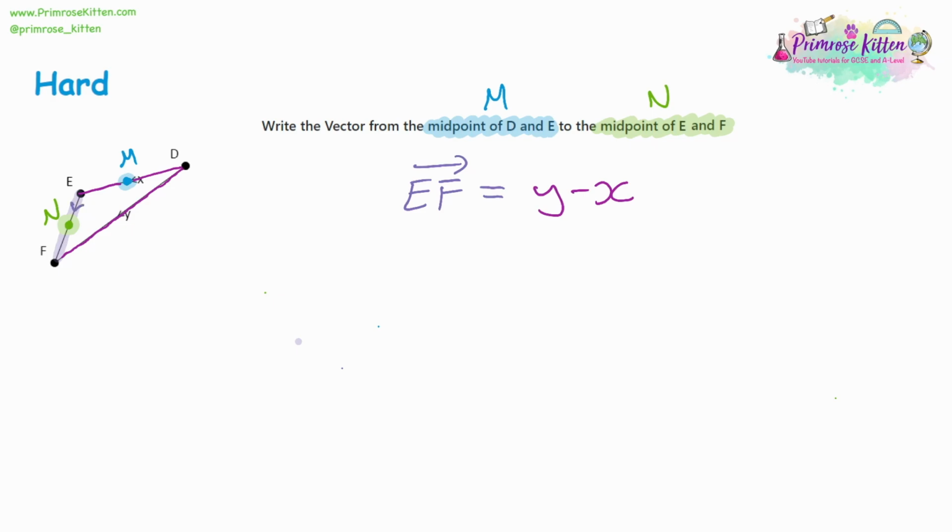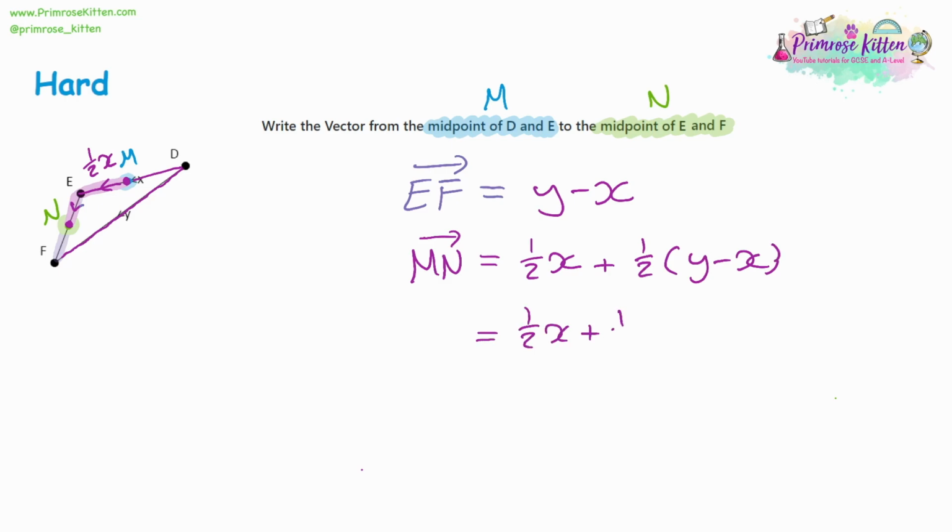So what we probably want to do here is go from M to E and then from E to N. Looking at that vector, M to N, we're going halfway down vector X. We're going in the correct direction, so it's positive. And then we're going halfway along E to F. So we're going to add on half of what E to F is, which is Y minus X. We need to expand the brackets, so we've got half of X plus half of Y minus half of X. What you'll notice here is the X's actually cancel out. Half of X take away half of X is 0. So we only have half of Y left over.